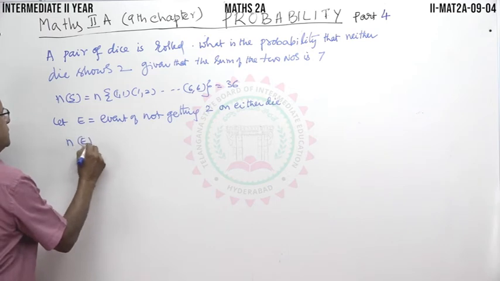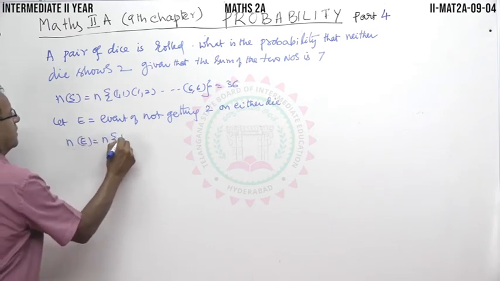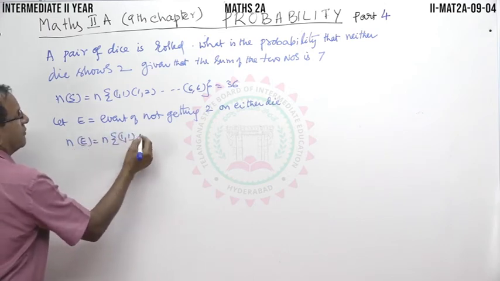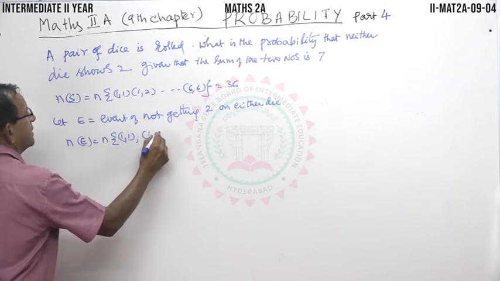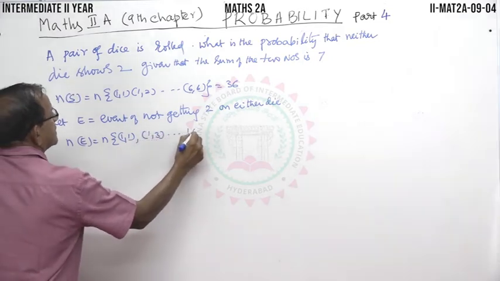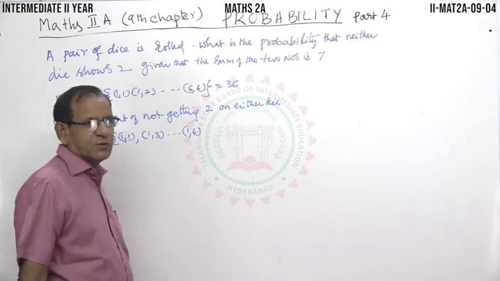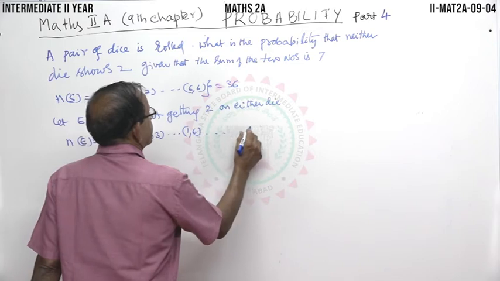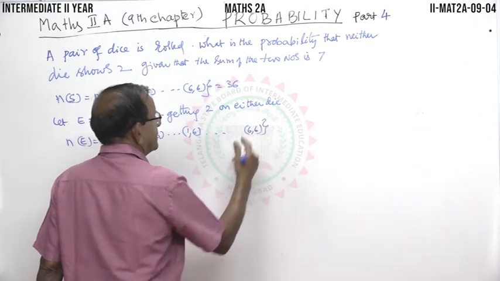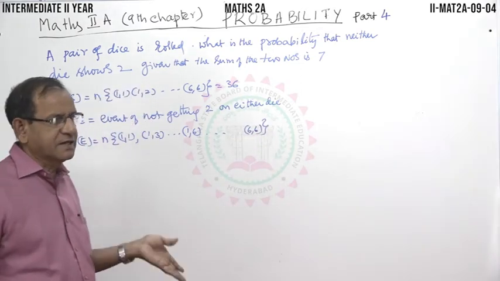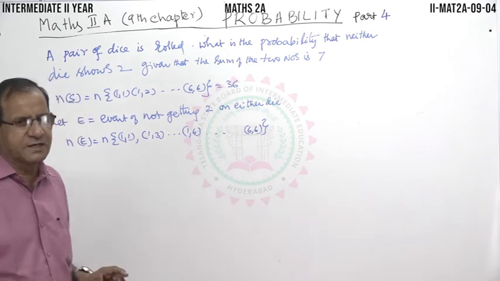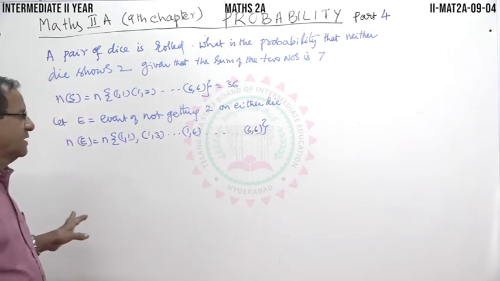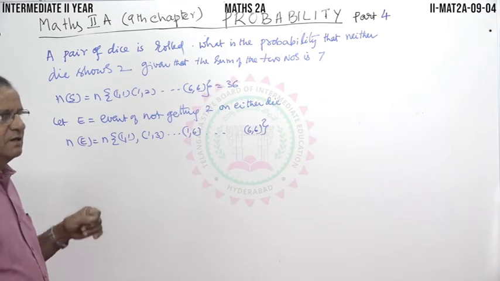N of E is equal to N of 1,1. We won't get 1,2, 1,3 up to 1,6. 2,1, 2,2, 2,3 we won't get. Again with 3, like that up to 6,6. How many possibilities are there? 2 should not be there on either side. So with 2 you will get some pairs.